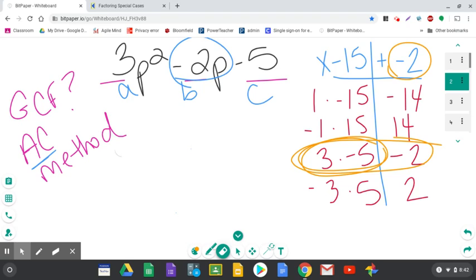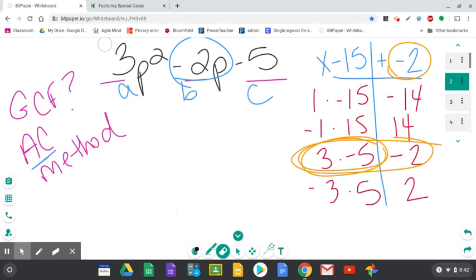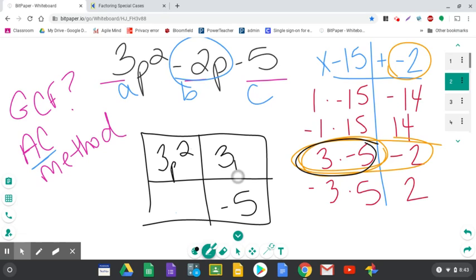So let's go back to setting up our box. So my first term was 3p squared. My last term was -5. And the two numbers that I found that worked are +3, so 3p, and -5p.